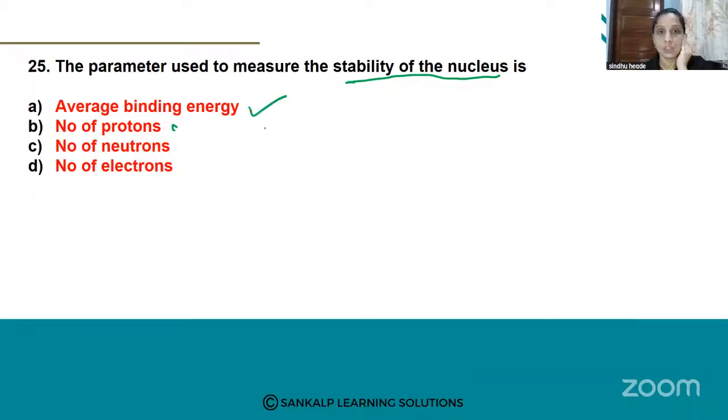Which concept tells about the stability of the nucleus? This is average binding energy. We know that binding energy tells about the stability of the nucleus. So here, average binding energy is the correct answer.